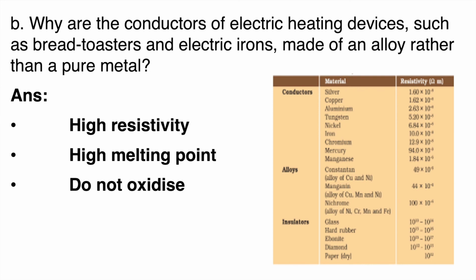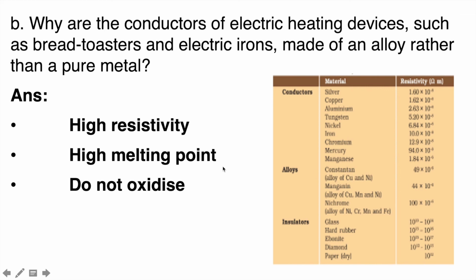Next one: why are the conductors of electric heating devices such as bread toasters and electric irons made of an alloy rather than a pure metal? In this table, you can see different resistivity values for different materials. Alloys have more resistivity than metals. Due to high resistivity, alloys have a high melting point also.